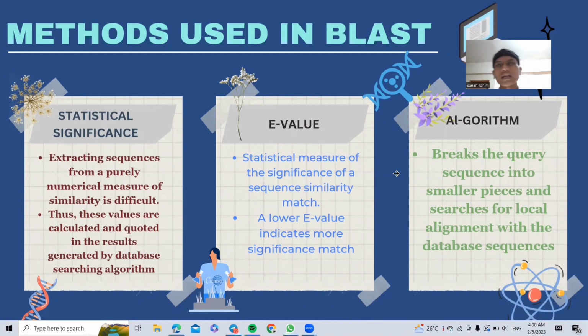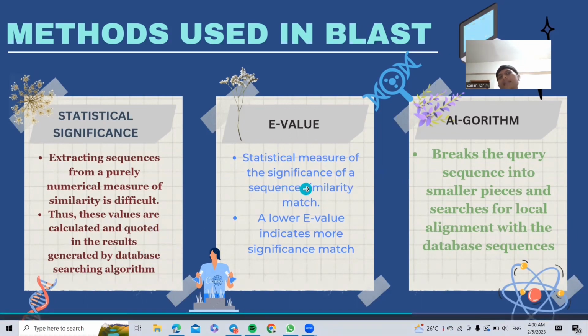The first one is statistical significance. To extract a sequence match from a purely numerical measure of similarity is very difficult. So these values are calculated and quoted in the results generated by the database searching algorithm.